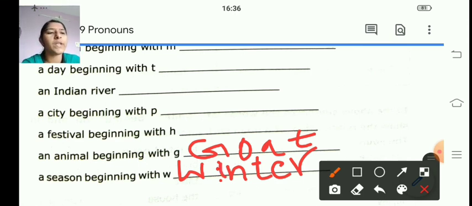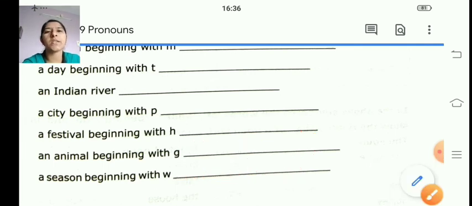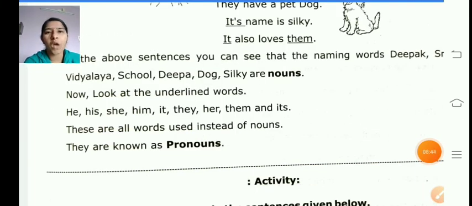So with that we are completing this pronoun topic. A small recap, what are pronouns? Pronouns are words used instead of nouns. If you have a name, instead of the name we can use some other word there. Instead of Deepak, Deepa, we can use he or she. Those words he and she are called pronouns. So just keep writing, complete your work, children.